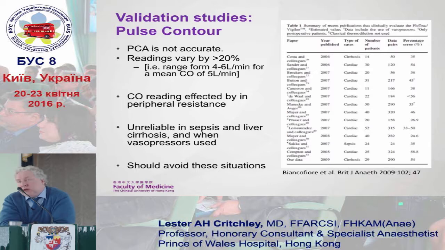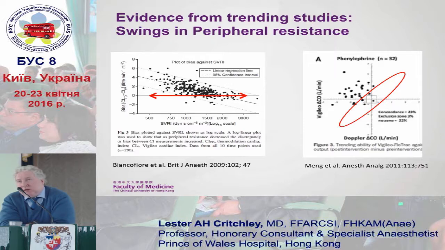So they don't track changes very well. So they're of questionable use in anesthesia. This just shows some of the studies to confirm this. You see the changes in peripheral resistance. The red marks show where the data should be if they're good.